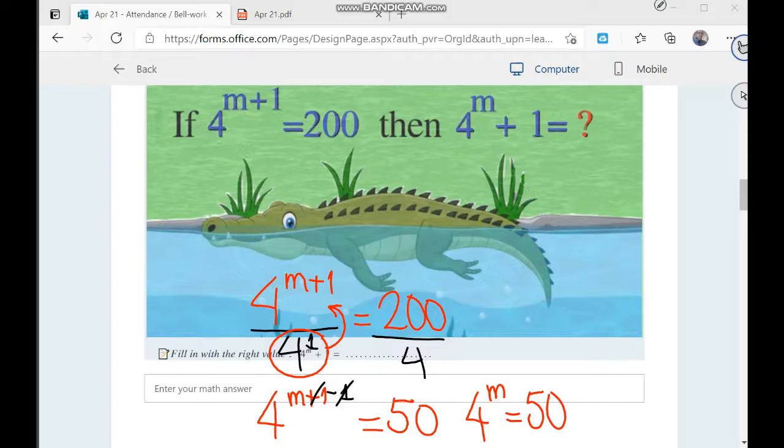But we want 4 exponent m plus 1. And for 50 plus 1 is 51. This is the right answer, 51.